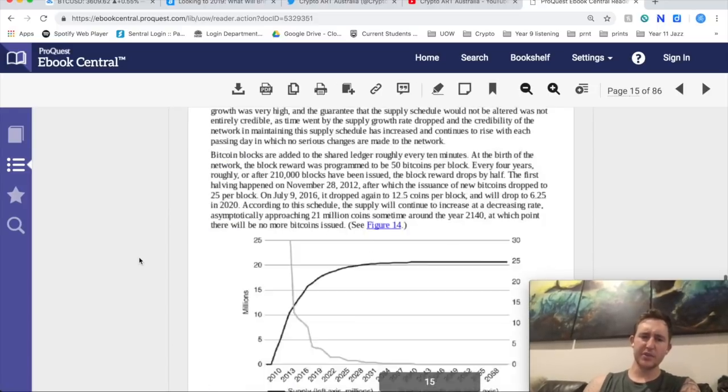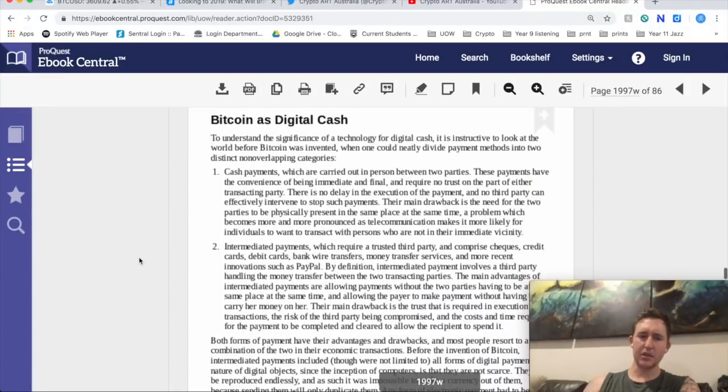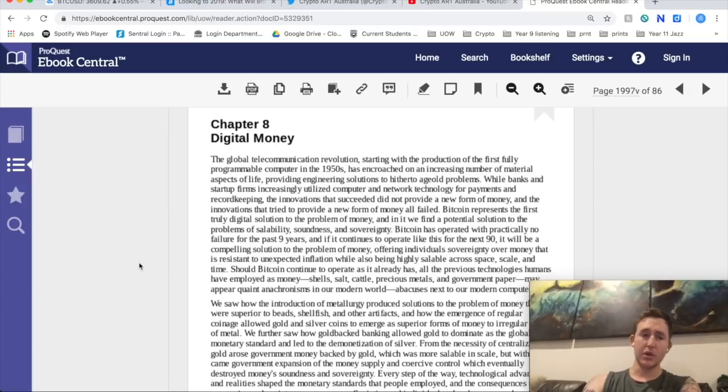So I definitely recommend you give this chapter a read, and in particular look at those few key points that I brought up. Feel free to read the entire book, but this particular chapter will give you a lot of information on the fundamentals of Bitcoin and what it was intentionally used and created for way back over a decade ago.